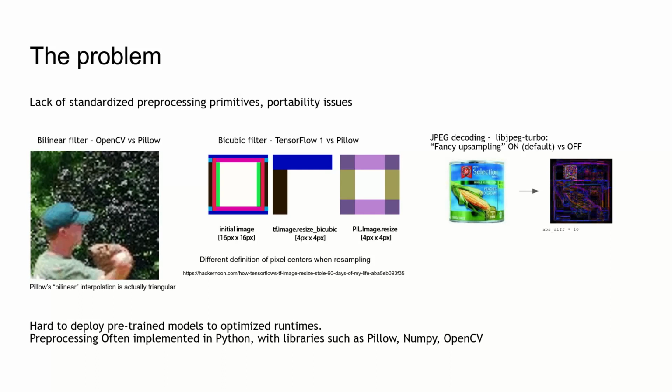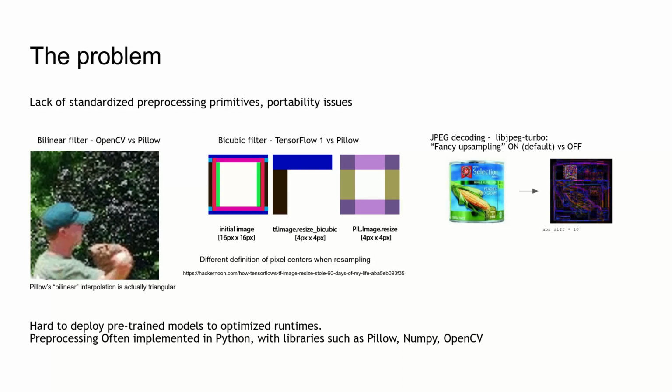On the left we have a comparison of how a bilinear filter used in a resize operation looks like in two very popular image processing libraries, OpenCV and Pillow. As you can see, the results are obviously different. It all boils down to the fact that what Pillow advertises as a bilinear interpolation is in fact a triangular interpolation. In the center there is another example, this time comparing the result of TensorFlow's and Pillow's bicubic filter.